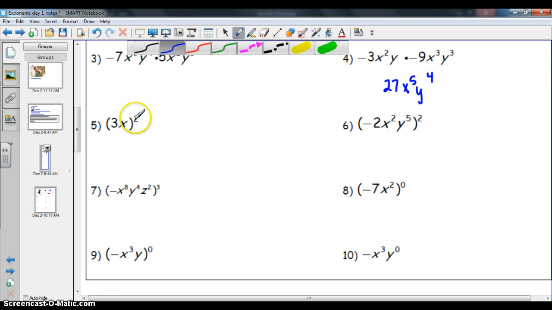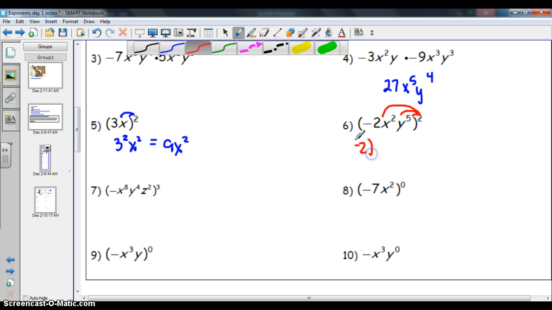So next we've got power to a power. So we're going to basically kind of distribute this power, and it only works with multiplication. You can't do that if it's addition. You'd have to FOIL, so remember that's different. So we have 3 squared, which is 9, and then x squared next to it. So over here, we're going to take every single thing and multiply that power times it.